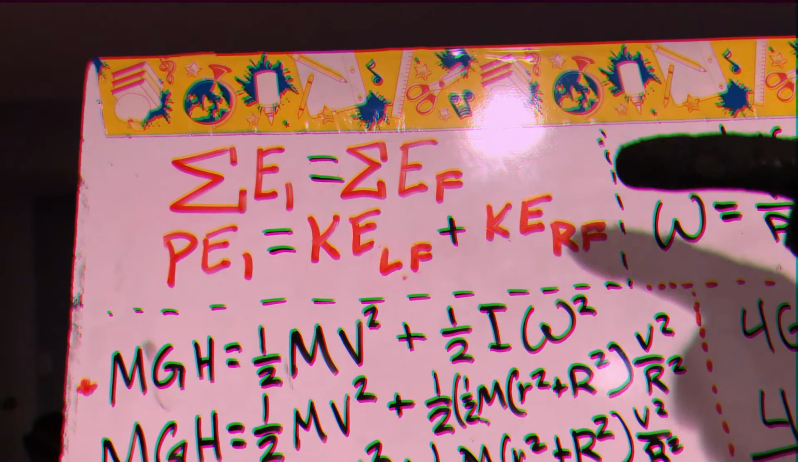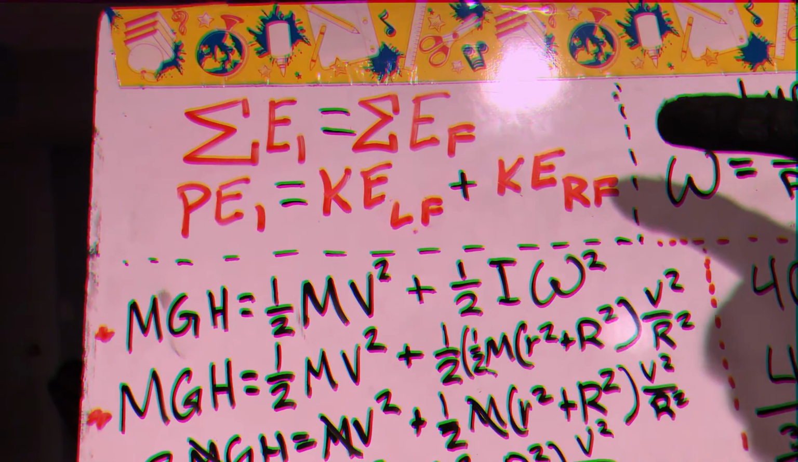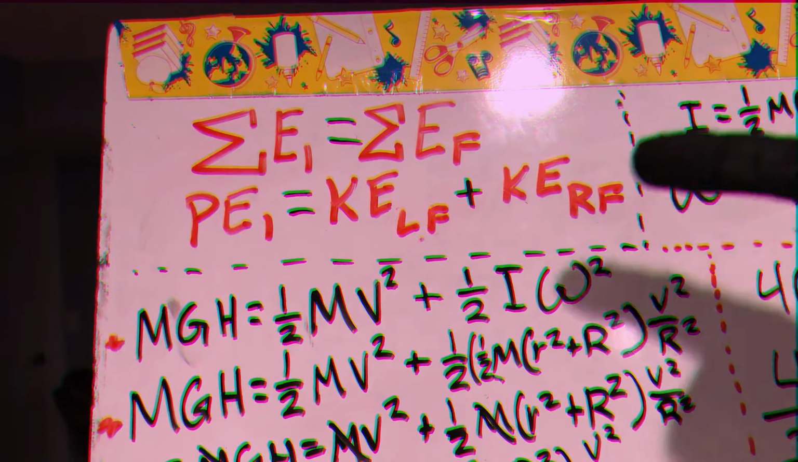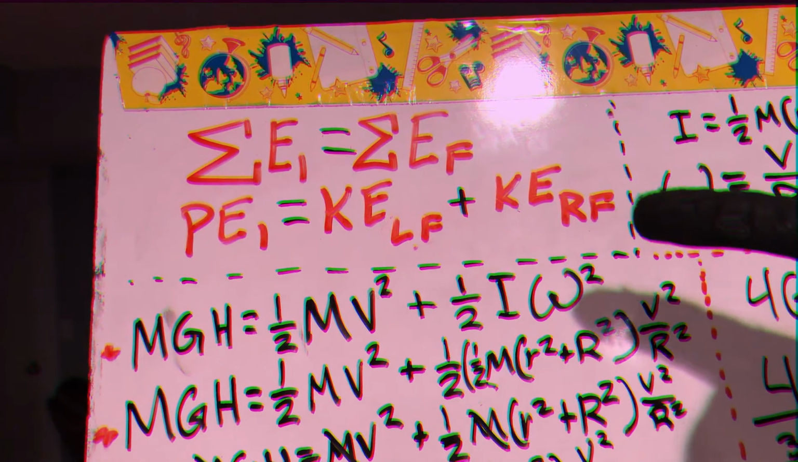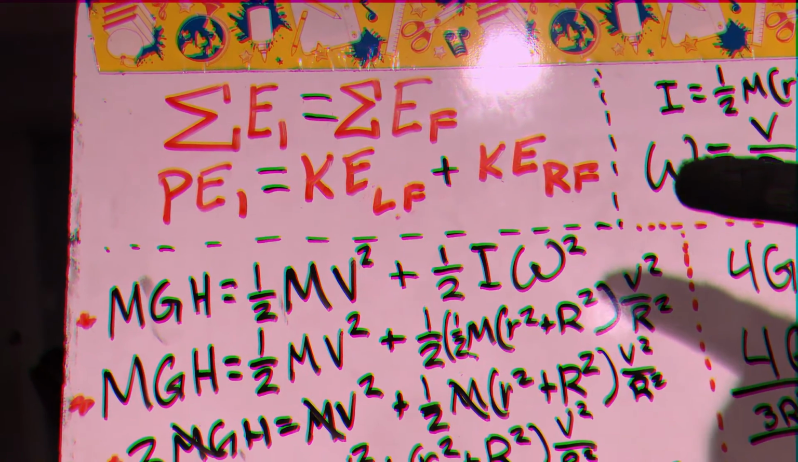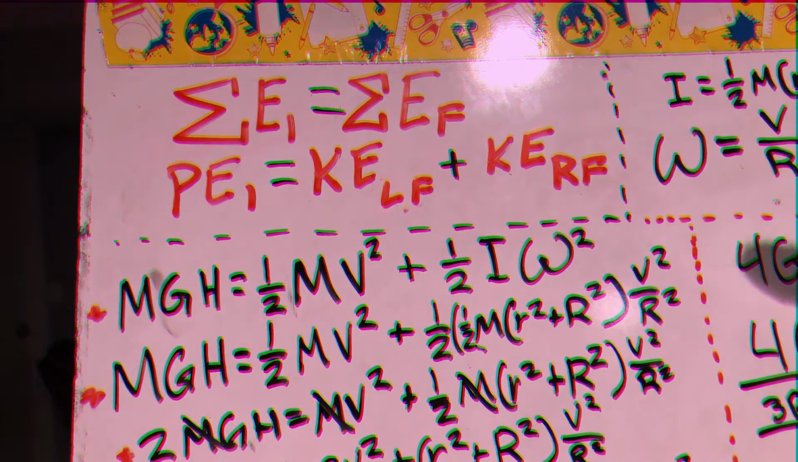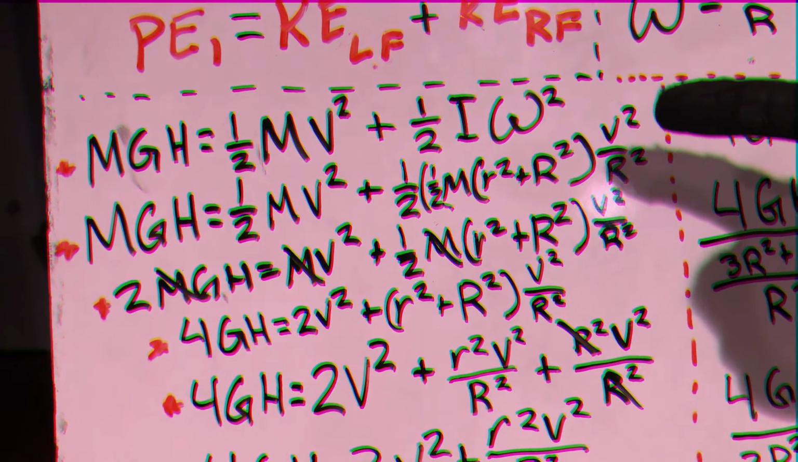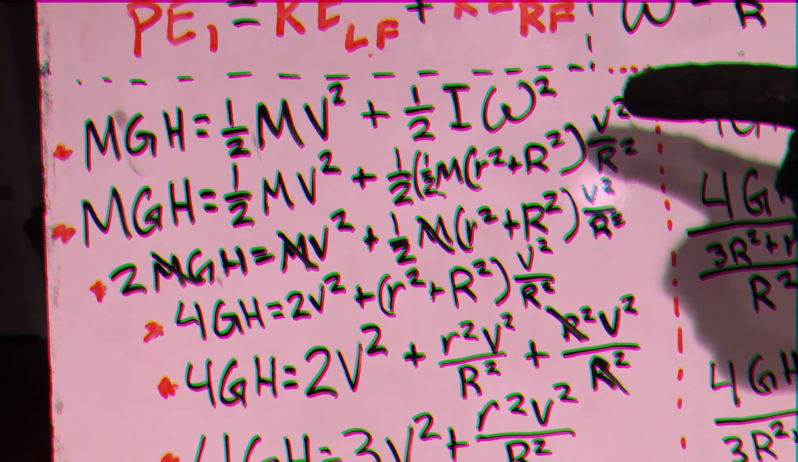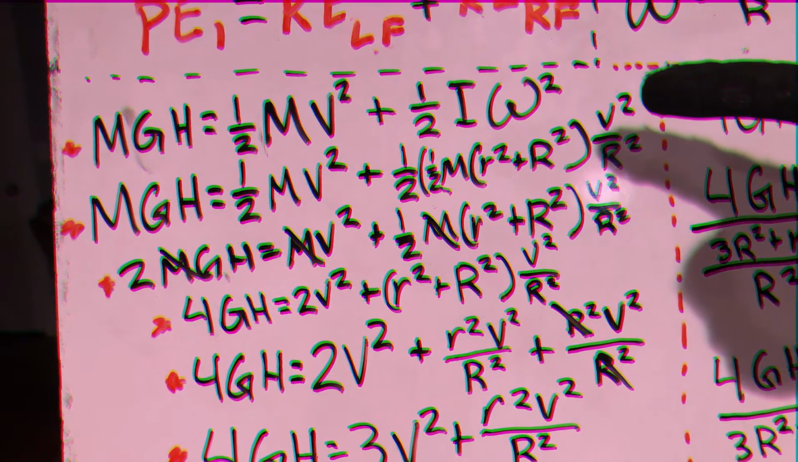To begin with, we're going to be calculating the velocity of the toilet paper roll as it is unrolled using potential energy is equal to kinetic energy linear final plus kinetic energy rotational final. To begin with, we plug in all of the variables for kinetic energy and potential energy.